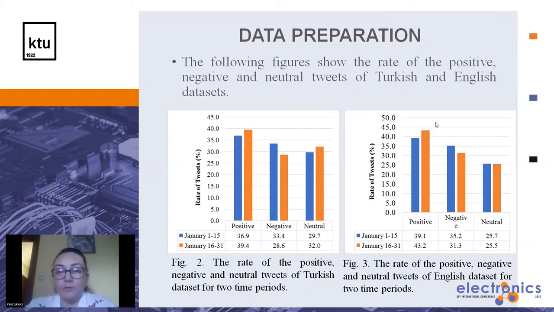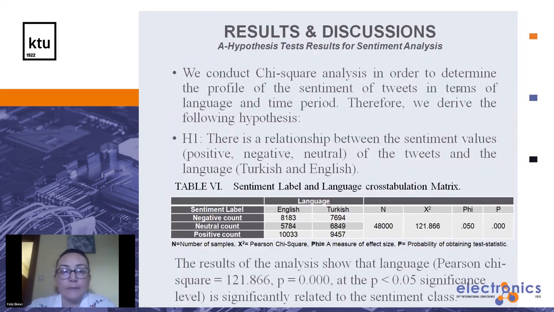But in order to understand this statistically, we will do hypothesis testing. Just looking at the percentages, we can get a quick idea like this. But in order to get a scientific conclusion from these findings, we will do hypothesis testing in the next slides. So here we did it. Our first hypothesis is there's a relationship between the sentiment values, positive, negative, neutral of the tweets, and the language, Turkish and English.